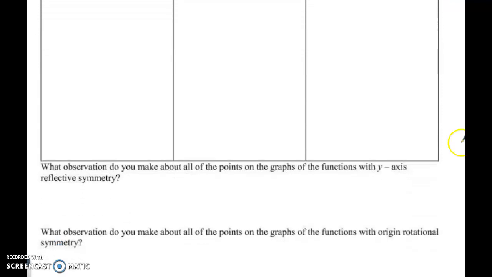And basically what it boils down to about the y-axis reflective symmetry is that if you have a negative x and the y value stays the same, it's going to map onto the positive x and the y value stays the same. Now, y could be negative in this problem, just so you know, and same thing with x. Now, the way we typically write this is in function notation.